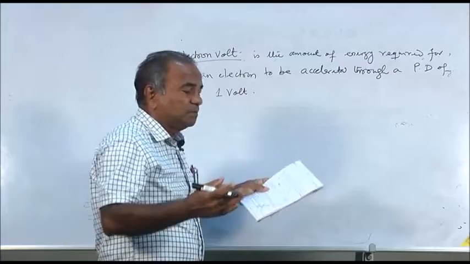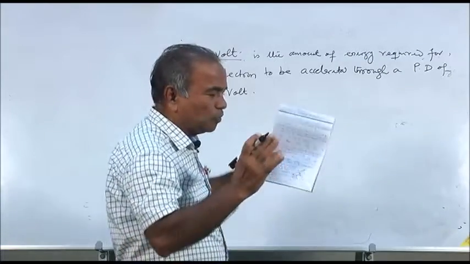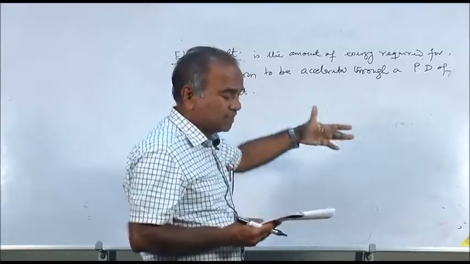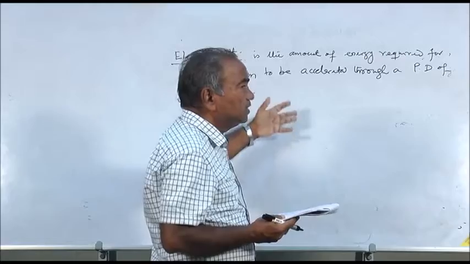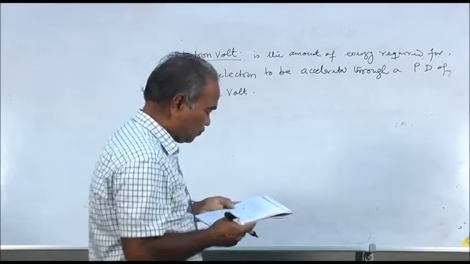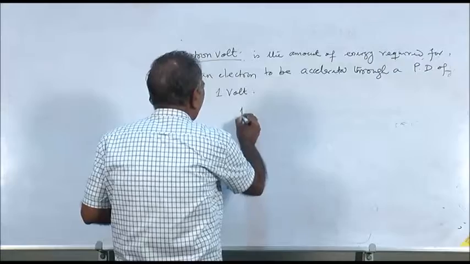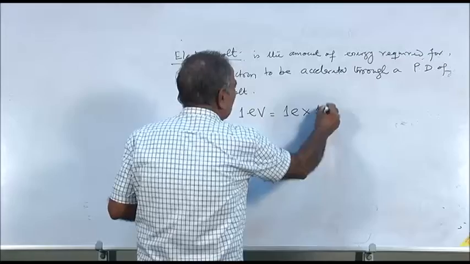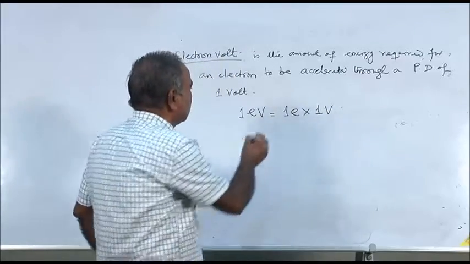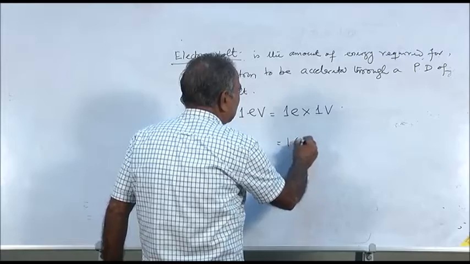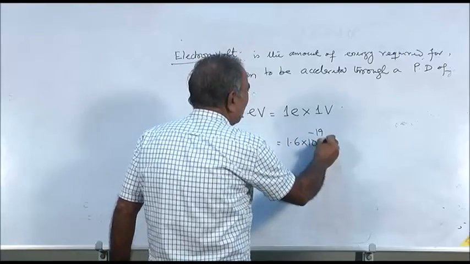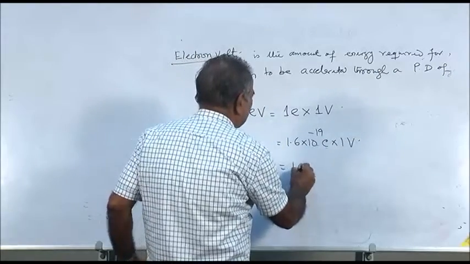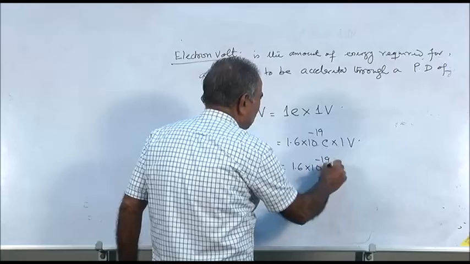If the potential difference between 2 points is 1 volt, then an electron moving between them will gain that much energy. So that is the electron volt. So 1 electron volt is equal to the charge of 1 electron into 1 volt. The charge of an electron is 1.6 into 10 to the power minus 19 coulomb, into 1 volt. And coulomb volt is joule. So, this is 1.6 into 10 to the power minus 19 joules.